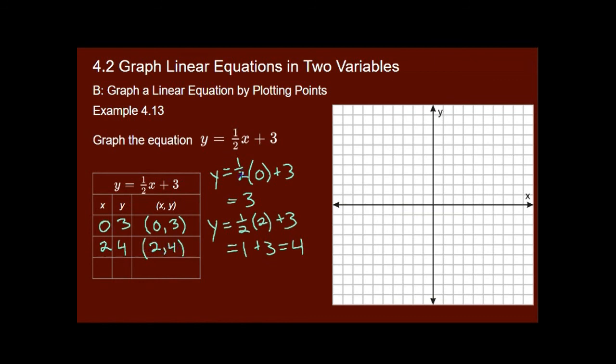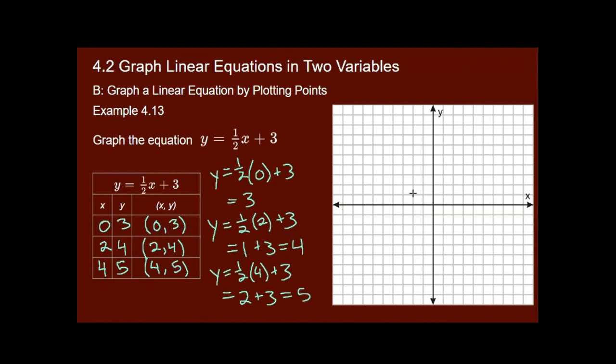Now I want another multiple of 2. So the next highest multiple of 2 is 4. So I'm going to put in a 4 for the x. y is equal to 1/2 times 4 plus 3. 1/2 times 4 is 2, plus 3 is equal to 5. So I'm going to put my 5 in for my y. My last ordered pair is 4, 5. Okay, so let's go ahead and plot that.